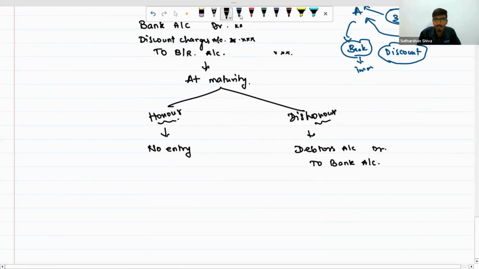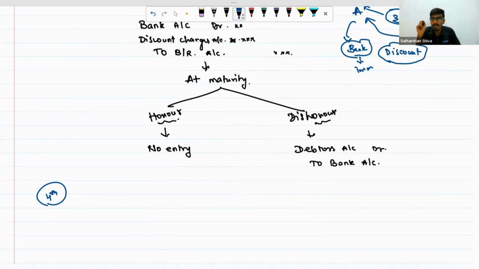Practically, most of the time we don't use that one. As for the fourth option, any one option should be done. In a single bill, you could not do both discounting and endorsement. That is not possible. For any one bill, any one option is possible.